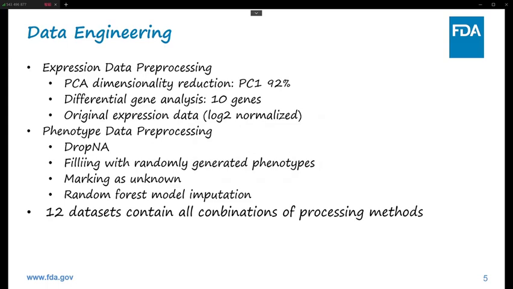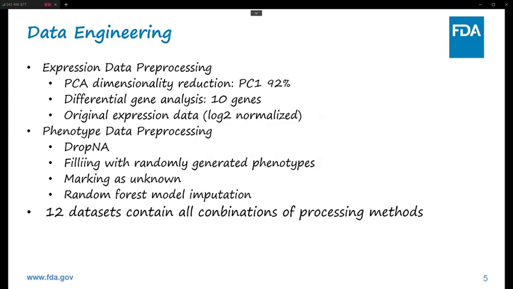And the second method was differential gene analysis. We used 10 genes in this case. And the last method, we used the original expression dataset, and we just did a simple log2 normalize for that dataset. And in terms of phenotype data pre-processing, what we did is mostly just filling the missing data in the dataset.